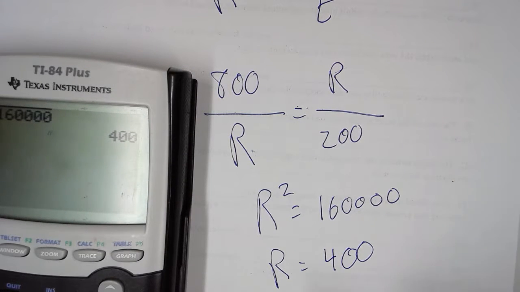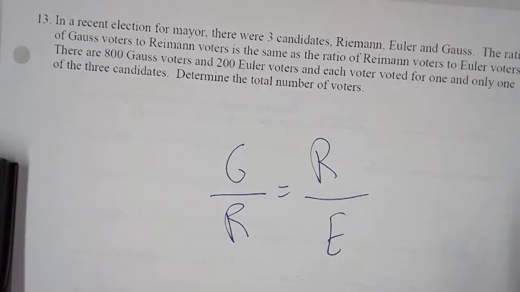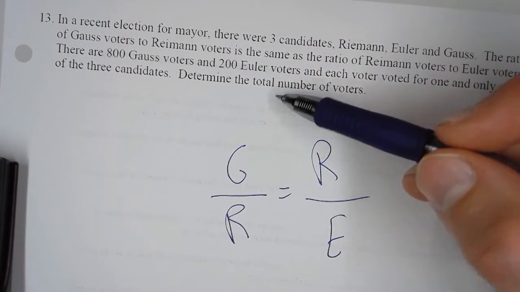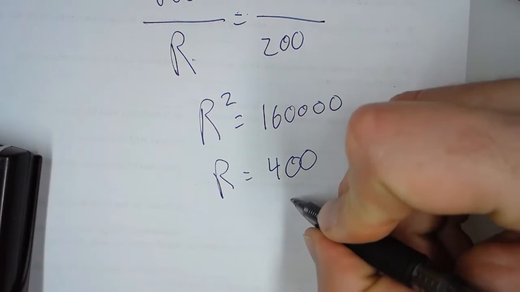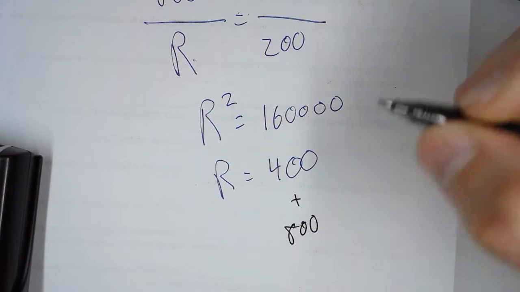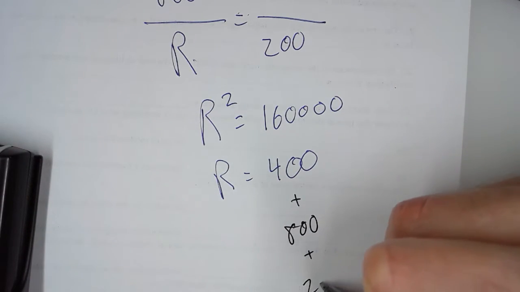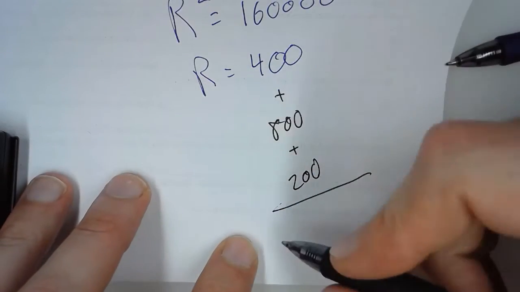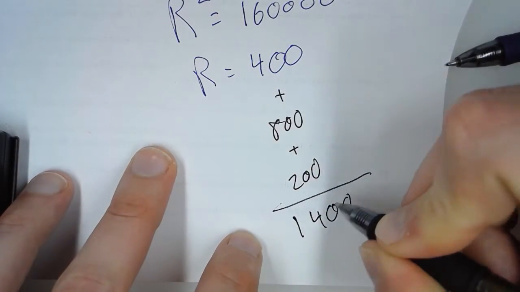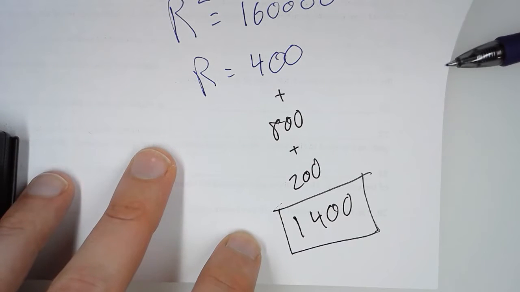Now be careful, because 400 is not the answer, because it asks what is the total number of voters. So we have to take 400, but then onto that we have to add the 800 who voted for Gauss and the 200 who voted for Euler. So in all, there were 1,400 voters total. There's our answer, and we're done.